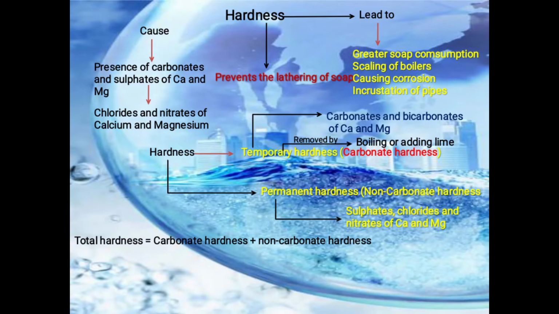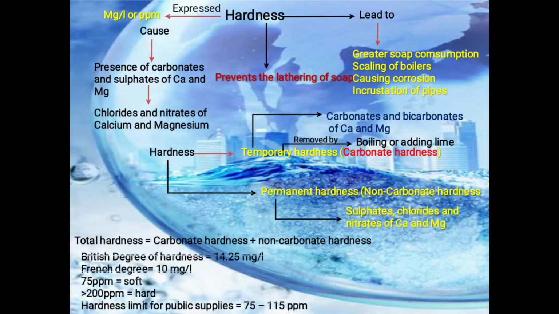When alkalinity is less than total hardness, carbonate hardness is equal to alkalinity, and when alkalinity is greater than or equal to total hardness, carbonate hardness is equal to the total hardness. And hardness is usually expressed in milligrams per liter. Sometimes the hardness is represented in degrees of hardness.